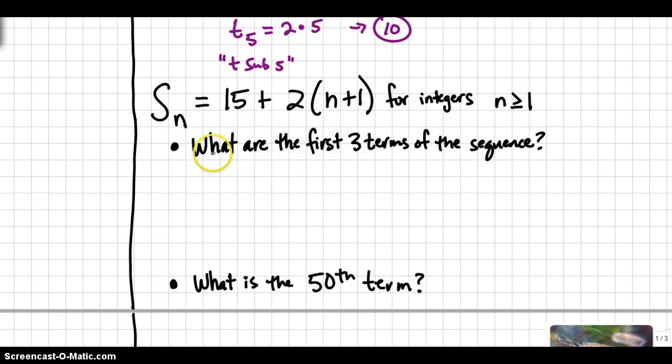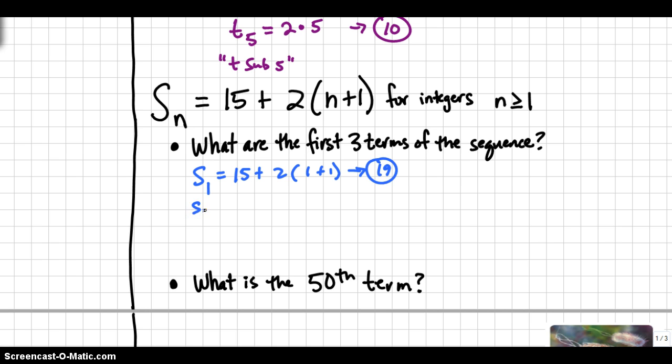So we're going to find S sub 1 by plugging in a 1 for N. We're simply going to calculate with 1 in place of the N. 1 plus 1 is 2, 2 times 2 is 4, 4 plus 15 would be 19, which is term number 1.